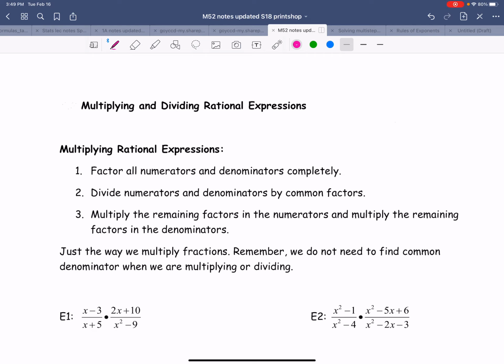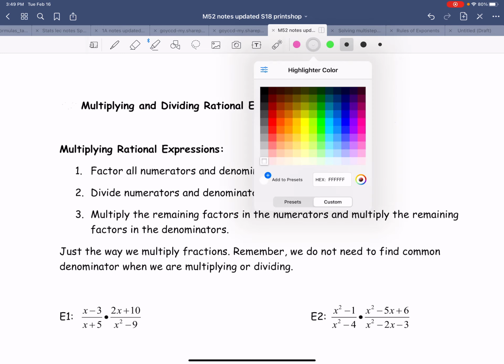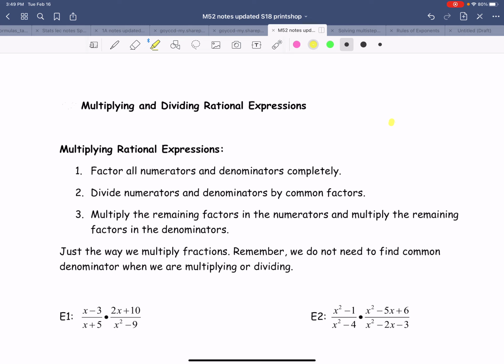In this video, we are going to focus on multiplying and dividing rational expressions. Just like how we multiply fractions, we follow the same kind of procedure. For multiplying rational expressions, factor all numerators and denominators completely. That is step number 1.